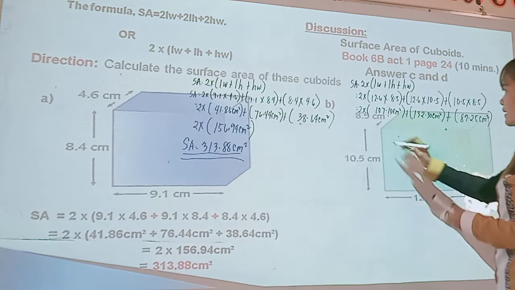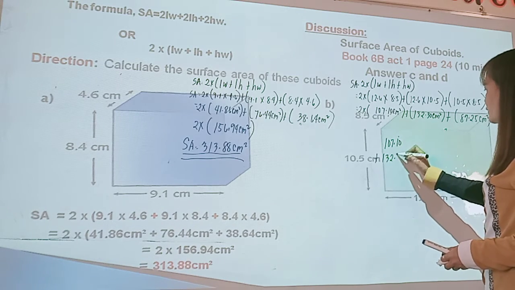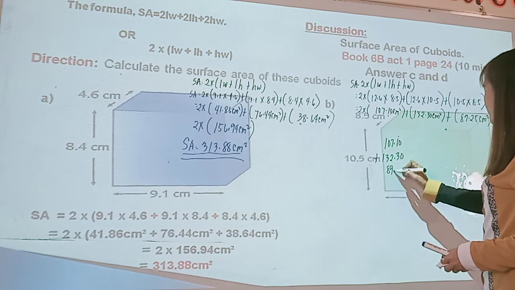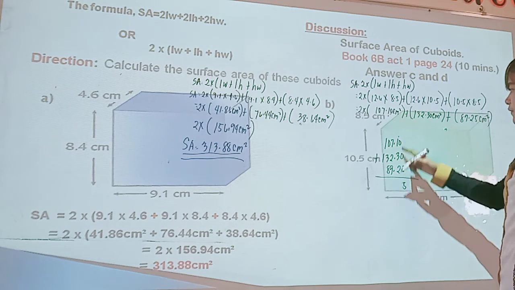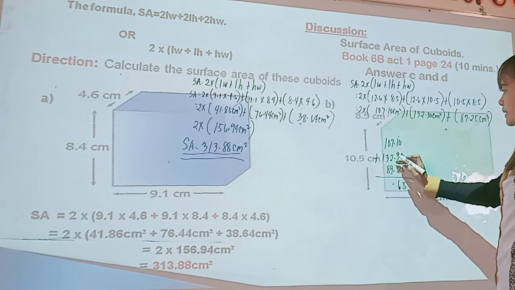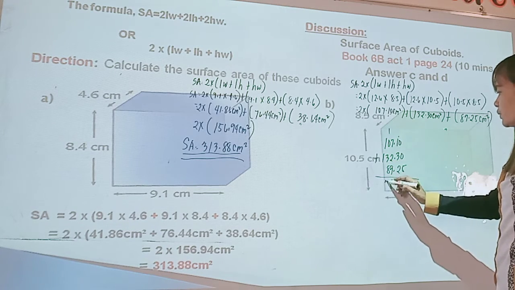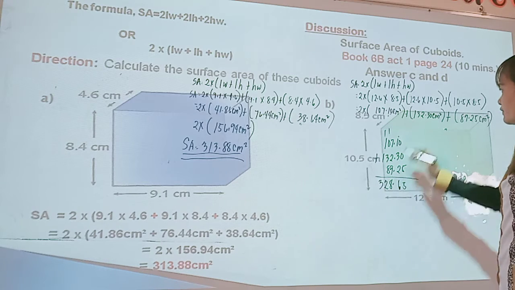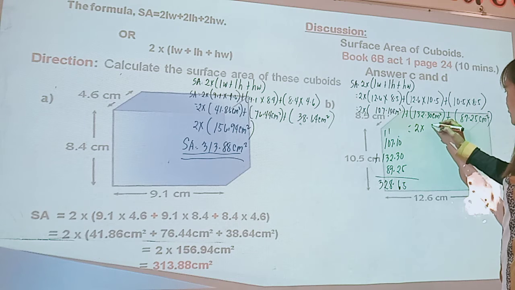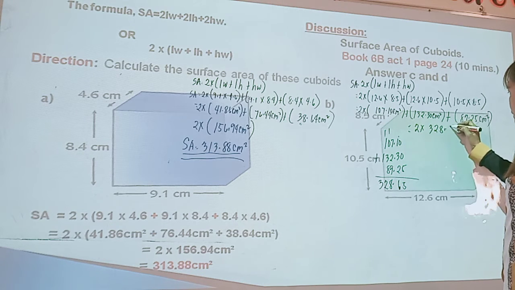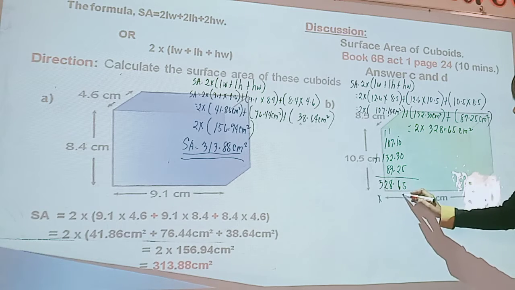Okay, let us add all now. So let us add 107.10 plus 132.30 plus 89.25. Okay, so 5, 2 plus 3, 5 plus 1 is 6, 7 plus 2 is 9, 9 plus 9 is 18, carry 1, 4 plus 8 is 12, carry 1, so we have 328.65 centimeter square, and this is multiplied by 2. Okay, so let us multiply it by 2.